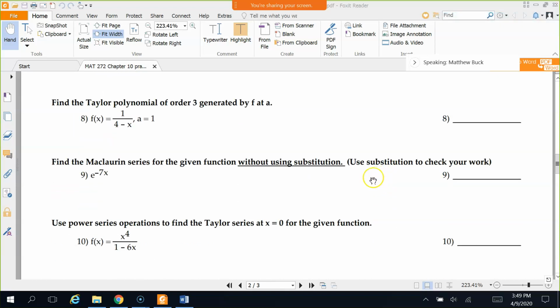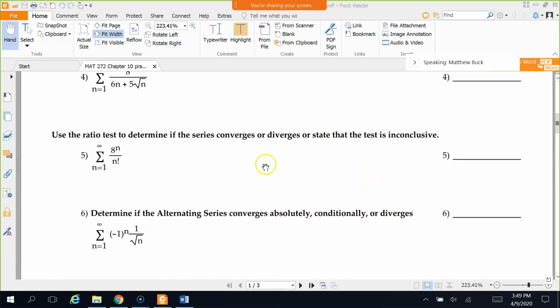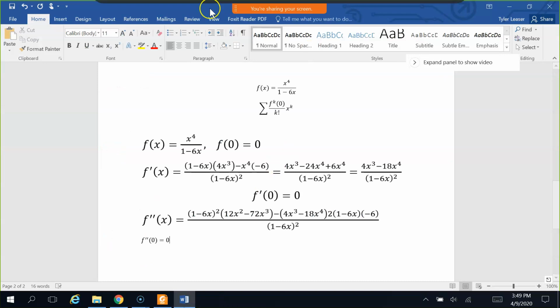Can we do number 5 on that one? Because it's a ratio test? Yes, give me number 5. Yeah, we can do that.